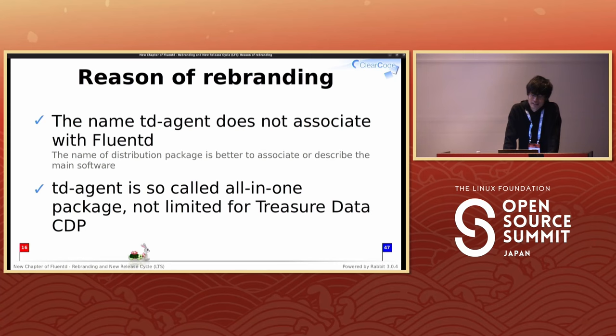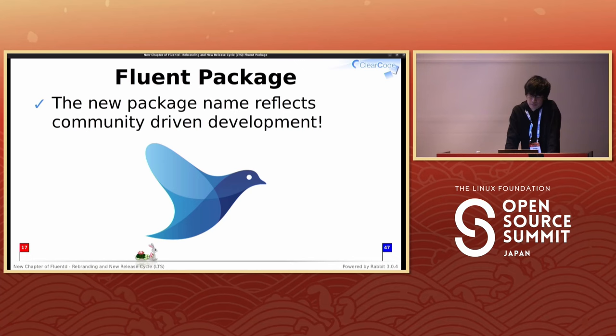The reason for this change is that, generally, the name of a package is better to describe its main software, and the name TD agent does not associate with Fluentd. So it is difficult to imagine that TD agent is actually the package of Fluentd. Also, TD agent is a so-called all-in-one package, no longer limited to Treasure Data services. The new package name, Fluentd package, reflects the community-driven development, so it is important for the name to include Fluentd. We discussed with the community and made the name Fluentd package.